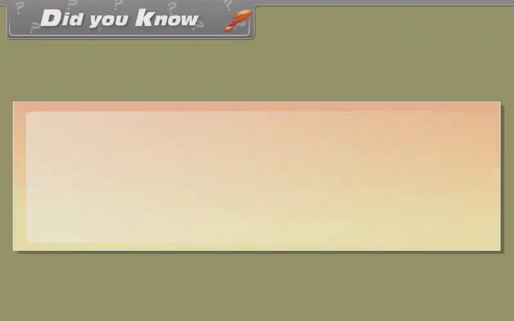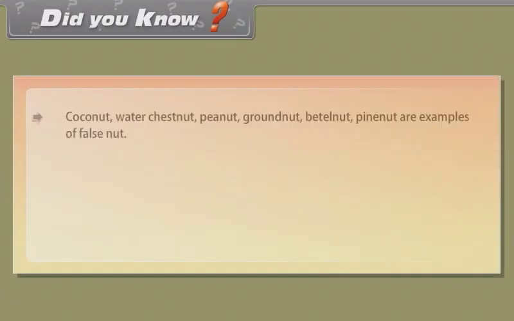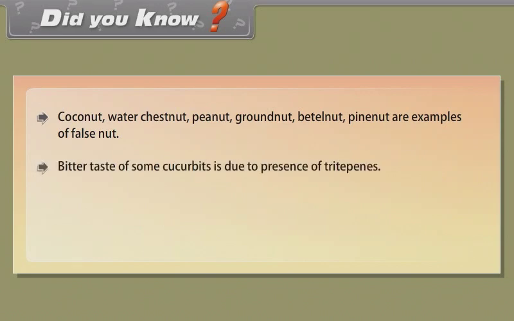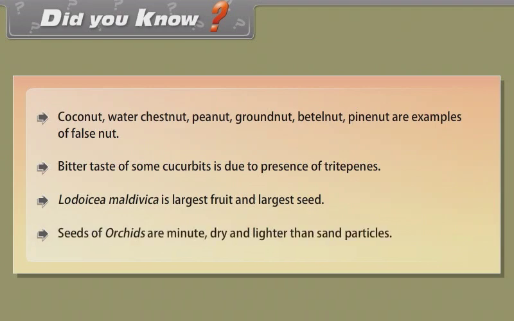Did you know? Coconut, water chestnut, peanut, groundnut, betel nut, pine nut are examples of false nut. Bitter taste of some cucurbits is due to presence of triterpenes. Lodoicea maldivica has the largest fruit and largest seed. Seeds of orchids are minute, dry and lighter than sand particles.